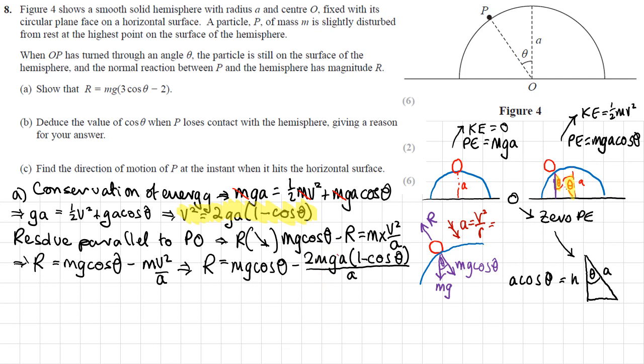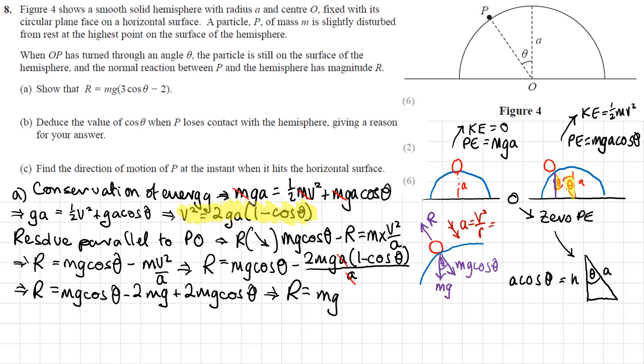The a's will cancel out, and then from there we will get R is equal to mg cos theta minus 2mg plus, expanding the brackets here, 2mg cos theta, and then I can refactorise it, and I'll have R is equal to, take mg out because that's common to every term, and then I've got cos theta plus another 2 cos theta, so that's going to be 3 cos theta, and then minus 2. So I get the result that they want as required.